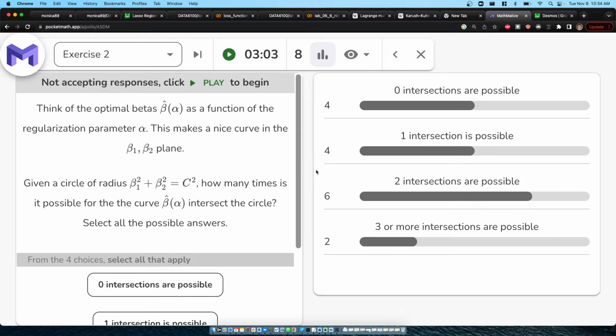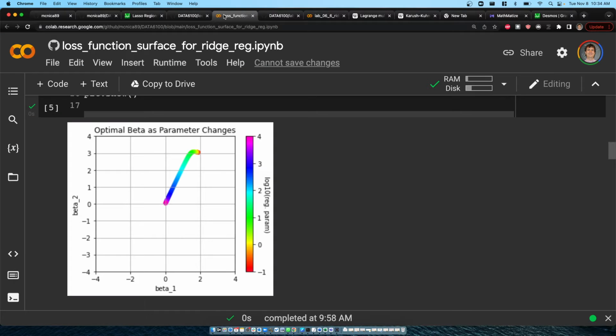So it was a select all, so there's more than one possible answer. 4 people said 0 are possible, 4 people said 1 is possible, 6 people said 2 are possible, and 3 people said 3 or more are possible. So I want to talk about 0 are possible. This is definitely true, and you can just see that in the example that we did. This is the nice thing about having an example where something happens. 0 are possible is definitely true.